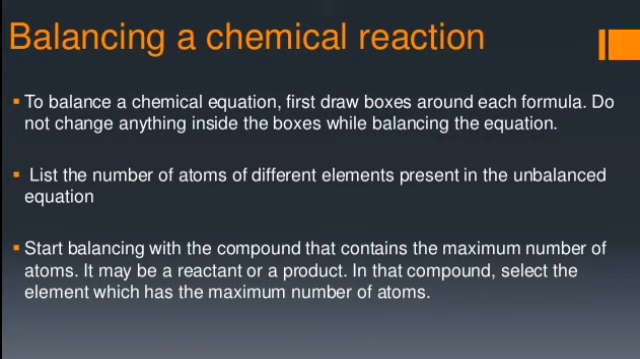reaction. To balance a chemical equation, first draw boxes around each formula. Do not change anything inside the boxes while balancing the equation. List the number of atoms of different elements that are present in the unbalanced equation. Start balancing with that compound that contains the maximum number of atoms. It may be a reactant or a product. In that compound, select the element which has the maximum number of atoms.